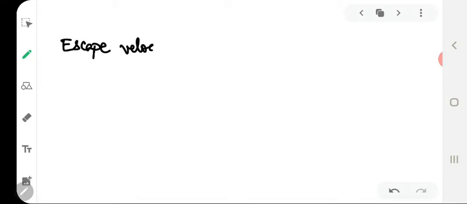Let's now study about escape velocity. Now, if we throw a stone vertically upwards, it falls back to the surface of the Earth after attaining a height, depending upon the velocity of projection. If the stone is given a sufficiently large velocity to overcome the gravitational pull and the resistance of Earth's atmosphere, it may escape the gravitational pull of the Earth and may never return to the Earth.